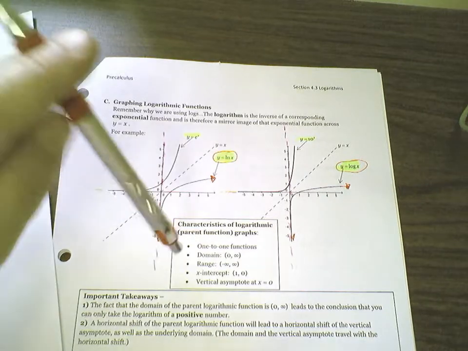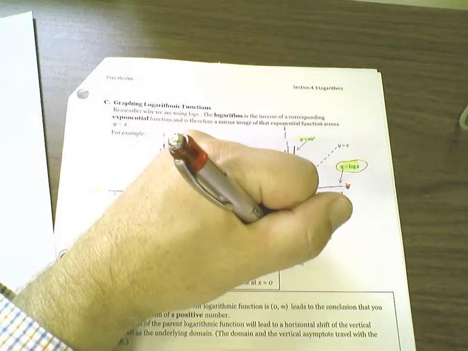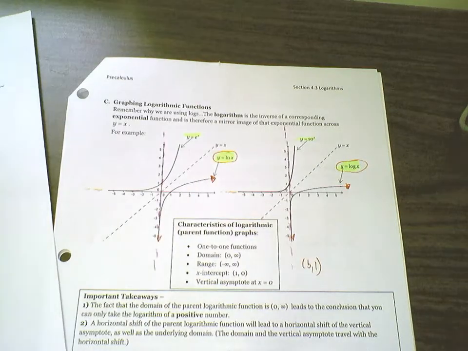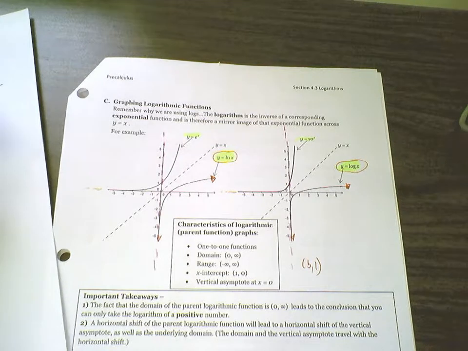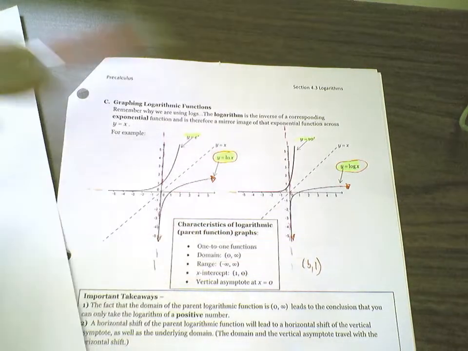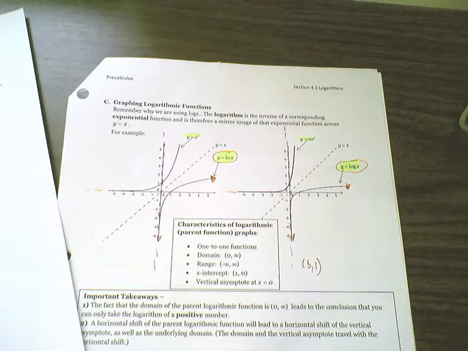Now there's one other thing I'd like to add to this, and that is you always will have the point (b, 1) on your logarithm graph as well. So log base b of x, you can always be guaranteed that you'll have the point (b, 1) on the graph. Extra, as I said, a freebie, a free point.